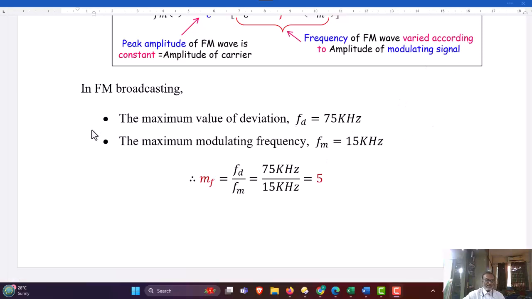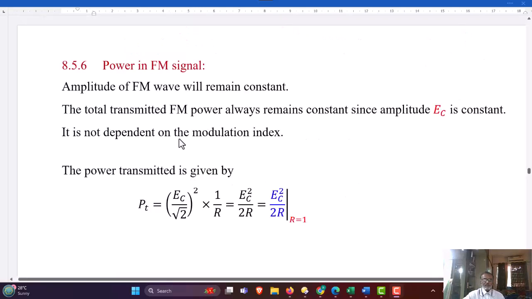In FM broadcasting, the maximum value of the deviation FD is 75 kilohertz used in practice, and the maximum modulating frequency for the FM is used up to 15 kilohertz. Therefore, modulation index MF for the practical FM broadcasting station is FD by FM, that is 75 kilohertz by 15 kilohertz, that is 5. Now let us estimate the power in FM signal.